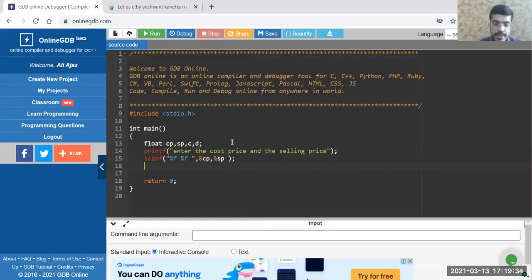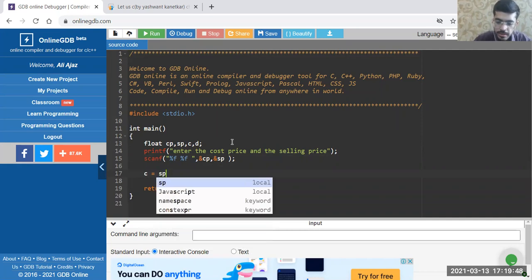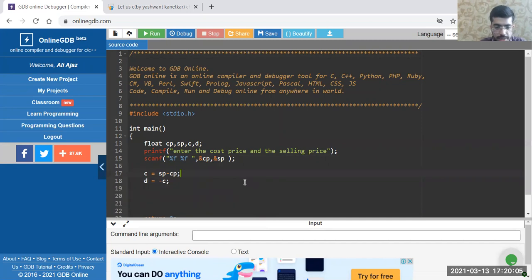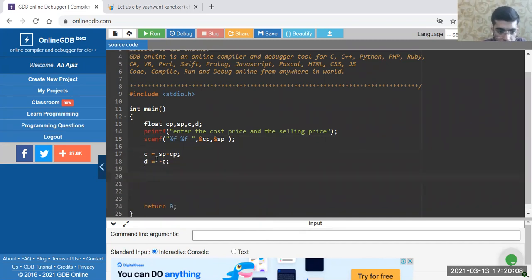Now what we have to do is check whether he or she has made a loss or profit. So we'll go for the C variable: selling price minus cost price. And D is equal to minus C. I will tell you later on why I have put D equals minus C over here. Till now it must be clear that selling price minus CP is stored in the C variable.